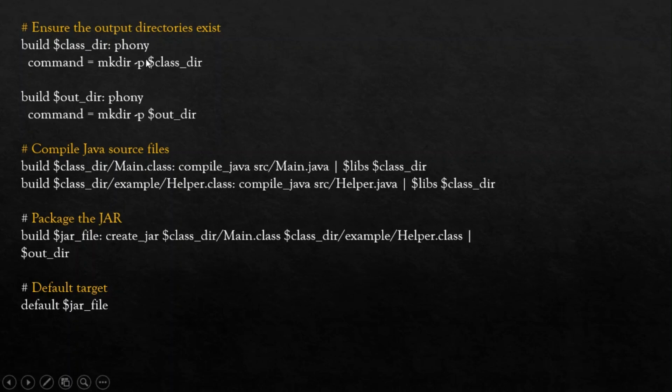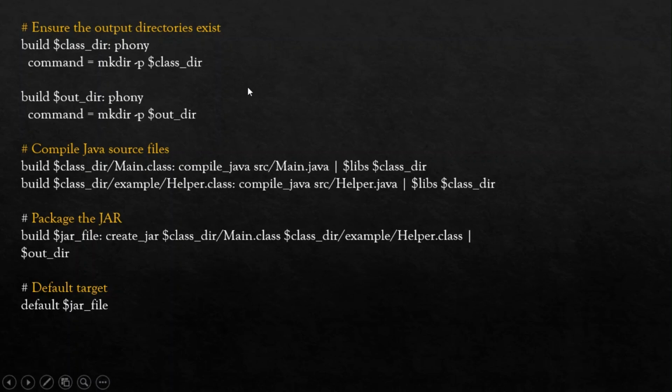And phony is nothing but phony targets, which don't produce a file. They execute commands to create directories. It's just creating directories, and the command is mkdir. So it's creating class_directory. Here also, this is the output directory. Phony is again creating another directory. The command is mkdir. We all know mkdir is used to create directories, so it's making sure to create two directories: one is class_dir and one is out_dir in your aosp/out folders. So we are ensuring output directories exist.